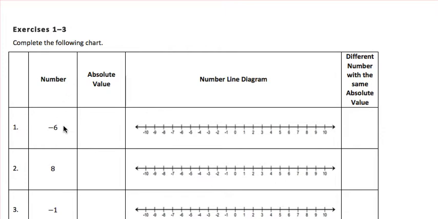In number 1, the first number we're talking about is negative 6. The absolute value of negative 6 would be 6. It is 6 units away from 0. And then we can graph negative 6 on the graph. And finally, a different number with the same absolute value would be 6.